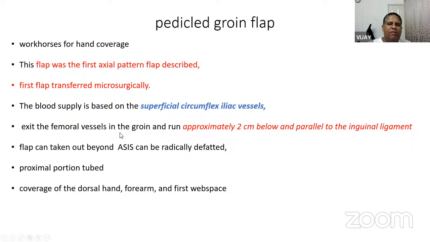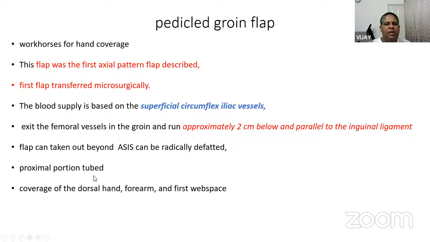It exits the femoral vessels in the groin and runs approximately 2 centimeters below and parallel to the inguinal ligament. The flap can be taken beyond the ASIS also, in which case it is random. Up to the ASIS, the flap is an axial pattern flap based on the named vessel, the superficial circumflex iliac vessel. Distal to it, it is a random pattern flap, hence it can be radically thinned.